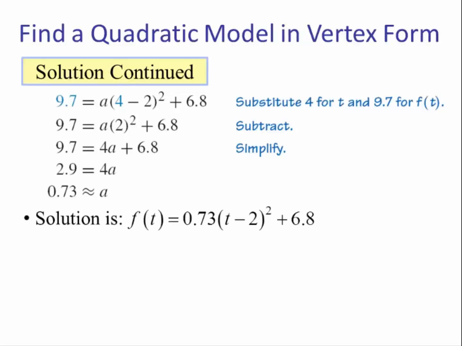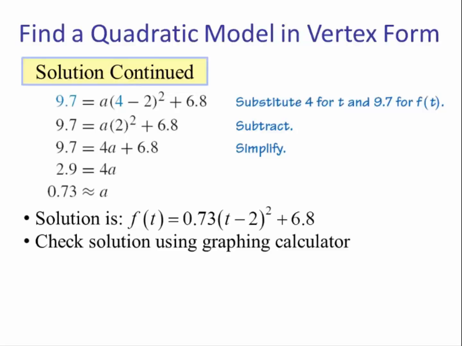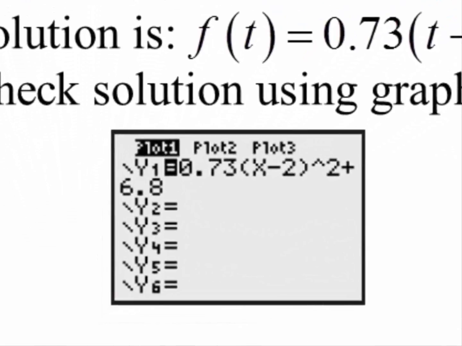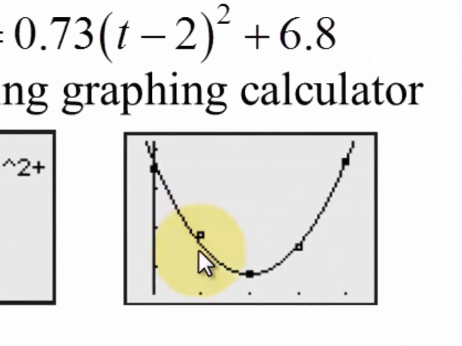So our solution is f(t) equals 0.73 times the quantity (t minus 2) squared plus 6.8. We can use the graphing calculator to verify how well this function models the data. So we hit our y equals, we type in the model in y1, and as we can see, this parabola is modeling the pattern of the data very well.